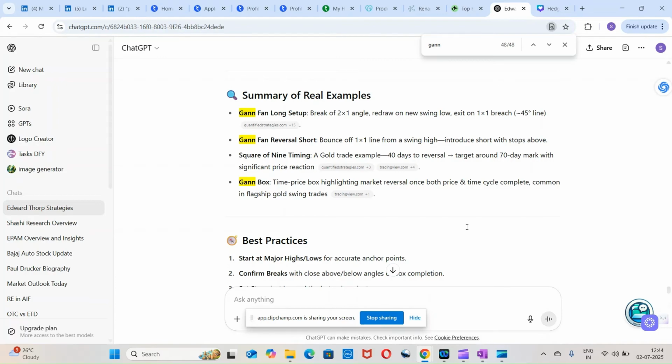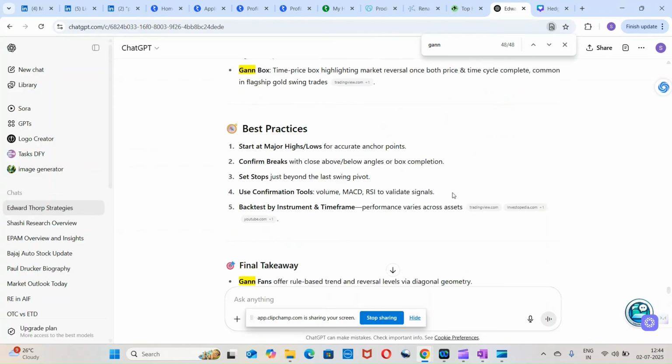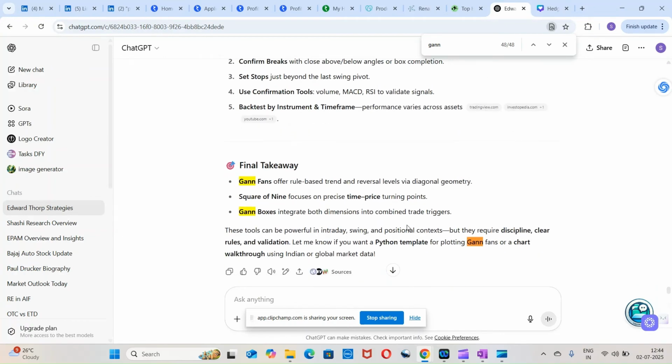Gann box, time-price box, highlighting market reversal once both price and time cycle complete. Gold swing trades. The usefulness of this Gann is that you need to start with major highs and lows for accurate anchor points, confirming the breaks with angles or box completion, and set stops at the swing pivot. Confirmation tools you could use are volume, RSI, and MACD to validate these Gann signals. And you could do backtesting also.